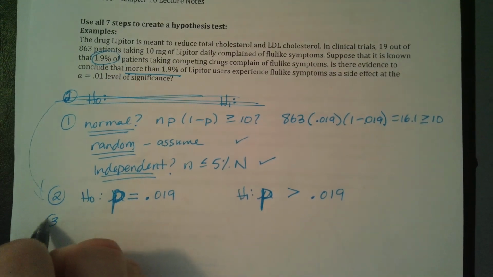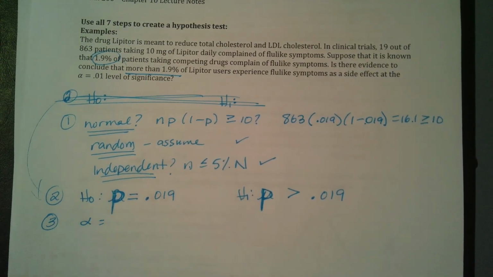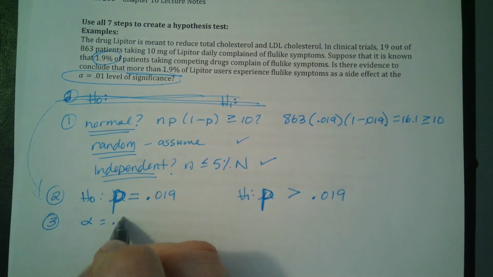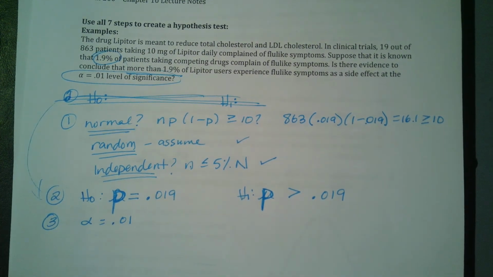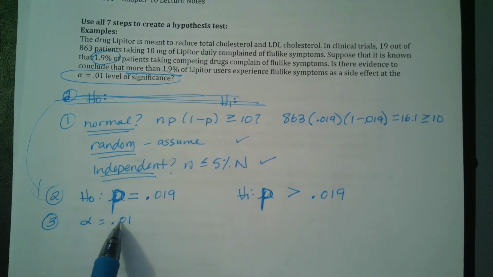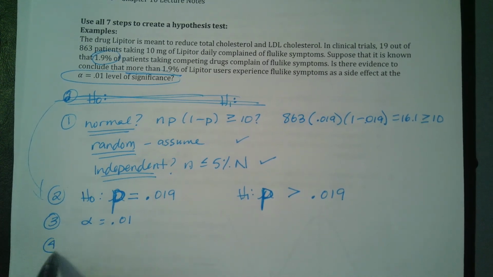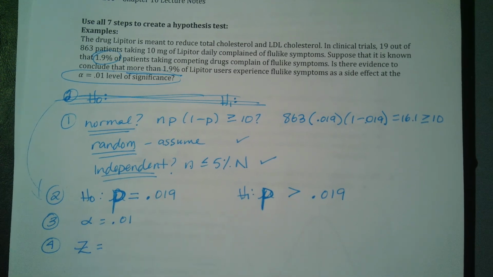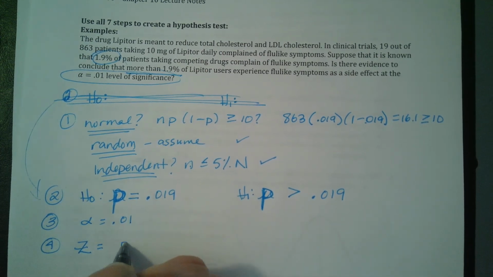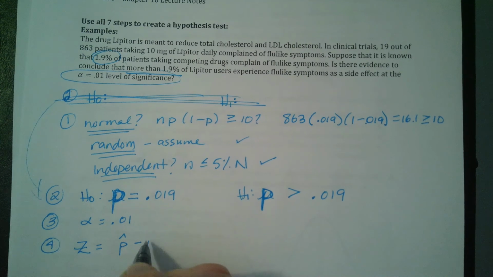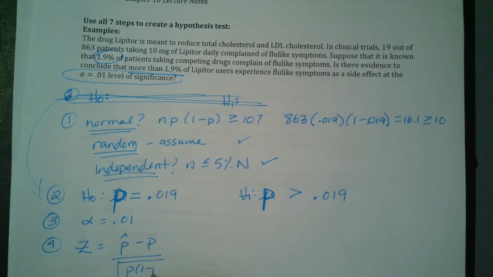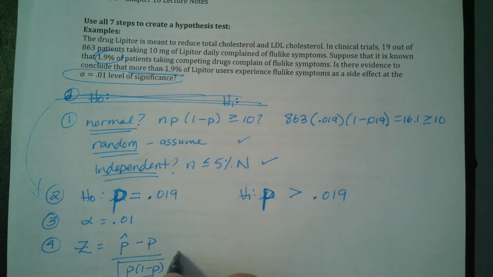In step 3, we discuss what the level of significance is. The level of significance will always be given to us. This is the amount we're willing to risk in making a type 1 error. We're willing to risk a 1% chance. Then we look for our test statistic, Z. Z is equivalent to p hat minus your original p, over the square root of p times 1 minus p over n.